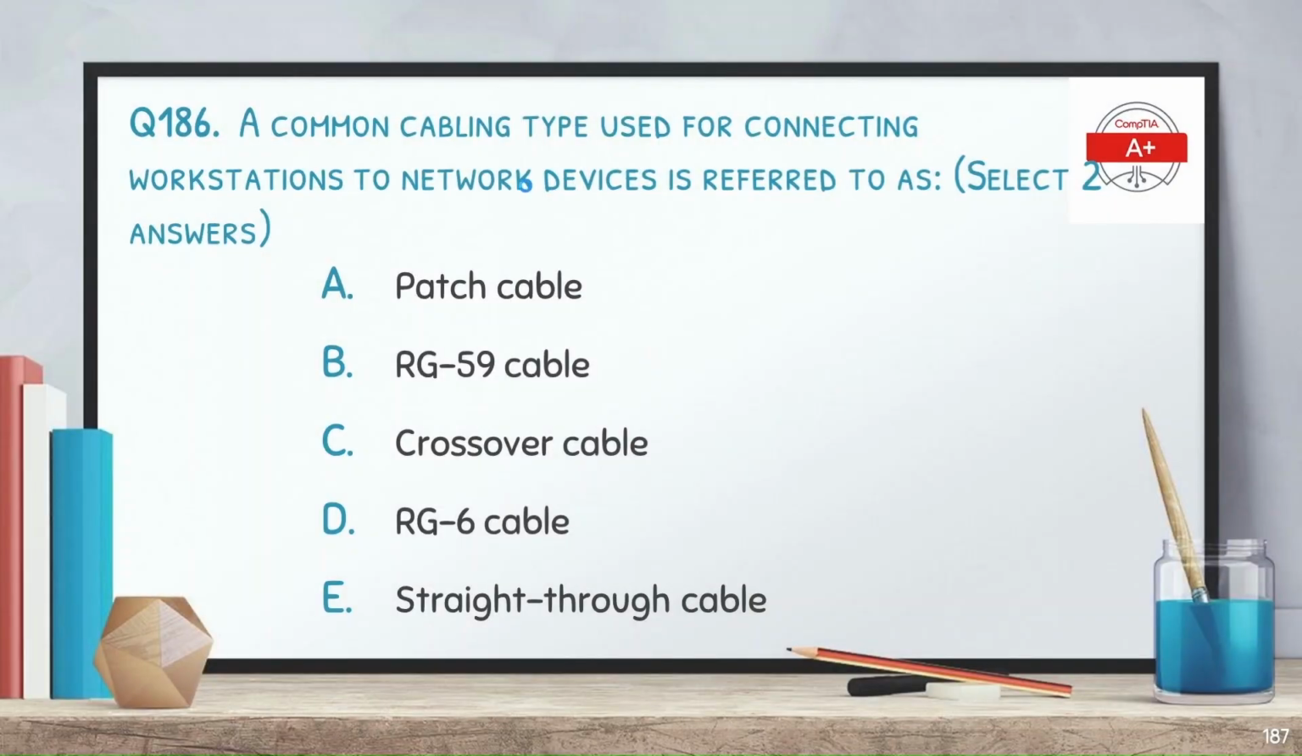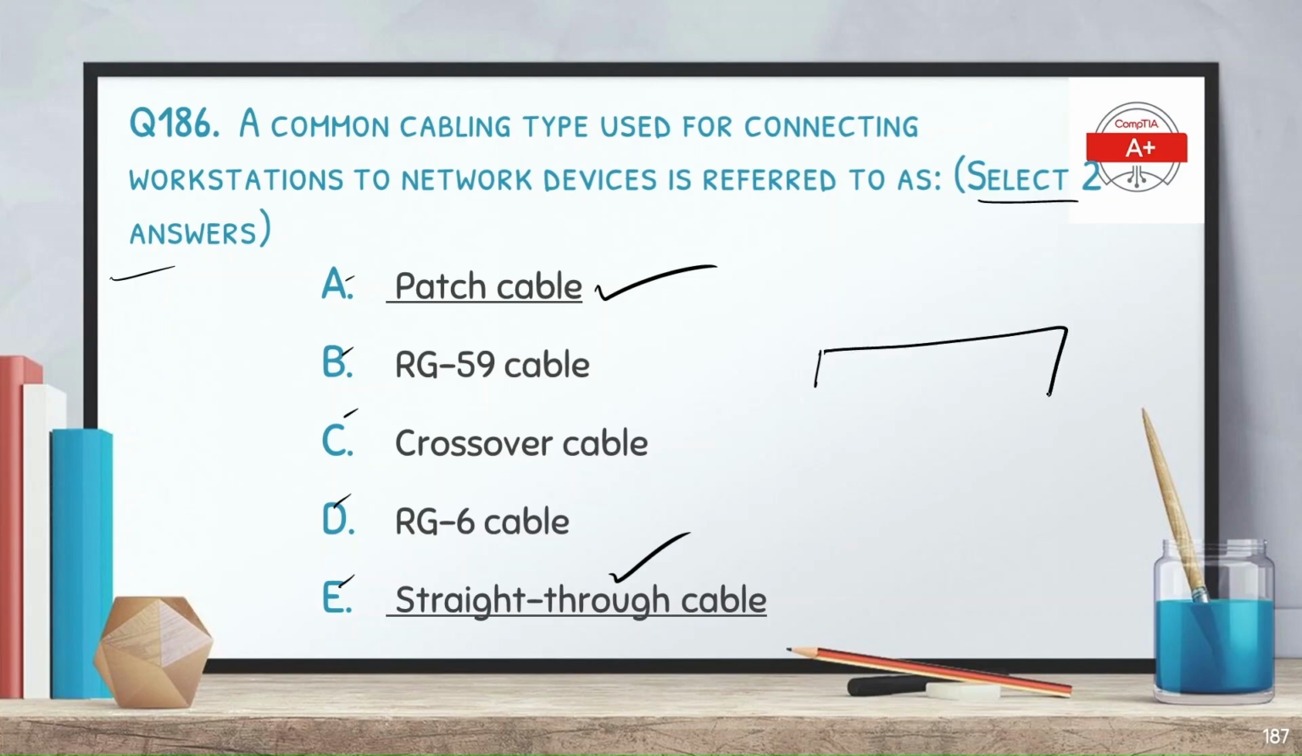Question number 186 is, a common cabling type used for connecting workstation to network devices is referred to as. We have to select two answers. The options are A, patch cable, B, RJ59 cable, C, crossover cable, D, RJ6 cable, and E, straight through cable. The correct options are the patch cable and the straight through cable. It is commonly referred to as patch cables and straight through cables.